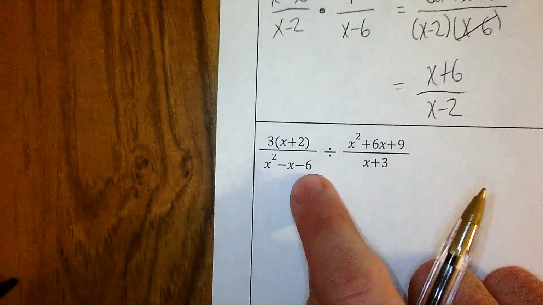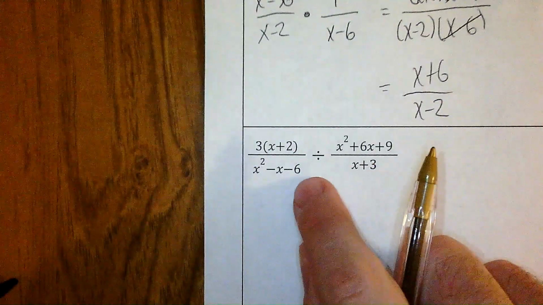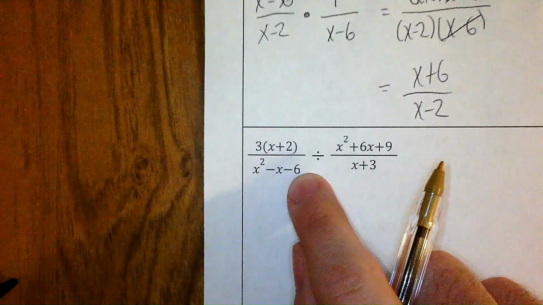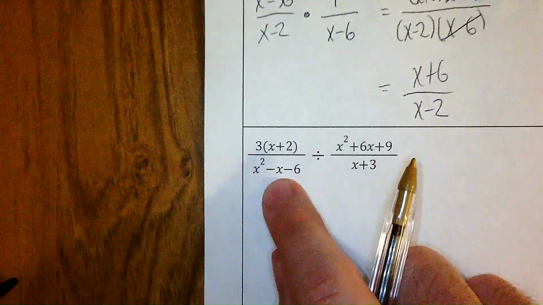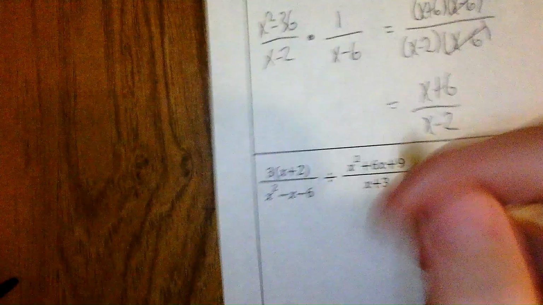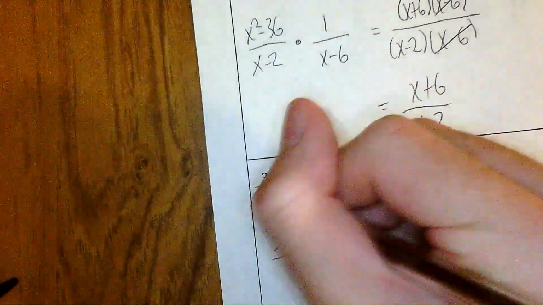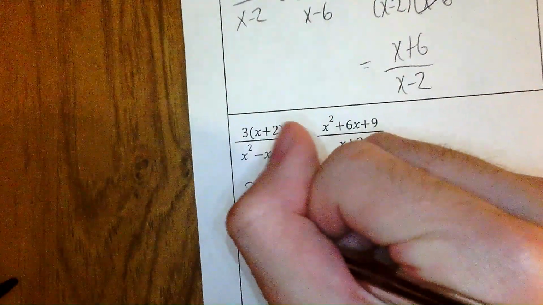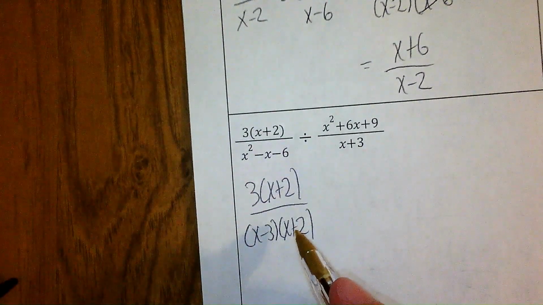But multiplies to negative 6, adds to negative 1. So again, 2 and 3 will make 6, but if they were both positive, we would get 5. We want negative 1, so it's going to be negative 3. Let's write this out as factors. Nothing to do at the top. We're going to have x minus 3 and x plus 2.